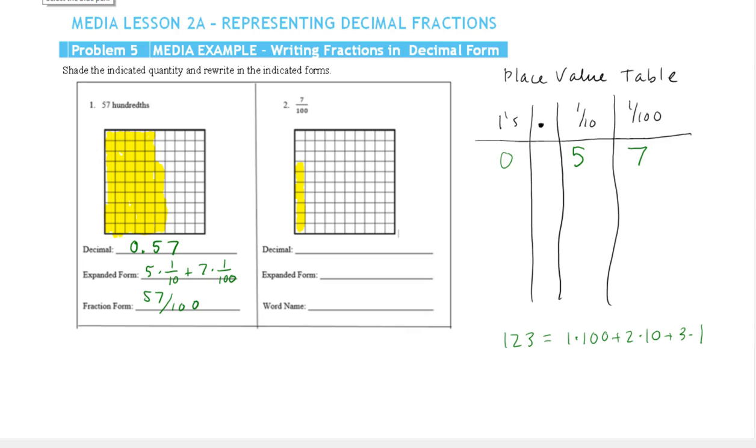Now let's use our place value table to write it as a decimal. We have 0 ones.